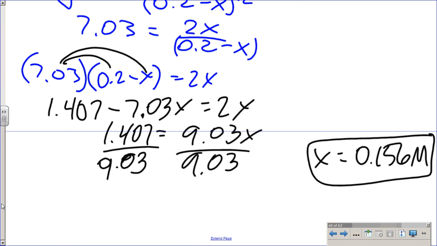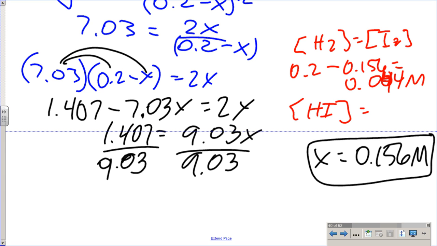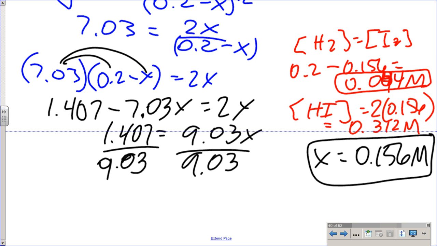I hear you on the first one. Hold on. So hydrogen will equal the iodine because you're doing the same. 0.2 minus 0.156 is what? 0.044 molar. All right, and then the other one, what are you doing to find that one out? It was 2x, so it was 2 times the value found here. So, thank you, 0.312 molar. So our answers are here for the hydrogen and the iodine separately, and here for hydrogen iodide.